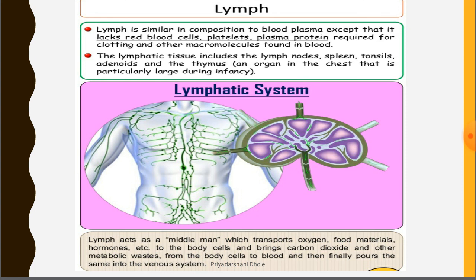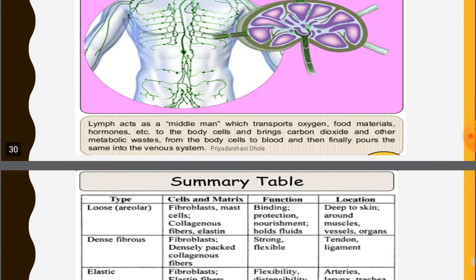This is the lymphatic system. Lymph acts as a middleman which transports the oxygen, food material, and hormones to the body cells and brings carbon dioxide and other metabolic waste from the body cells to the blood, and then finally pours them into the venous system. This is about the fluid connective tissues, blood and lymph.